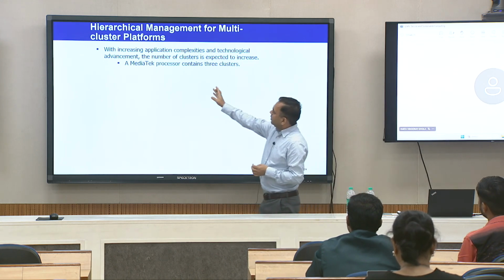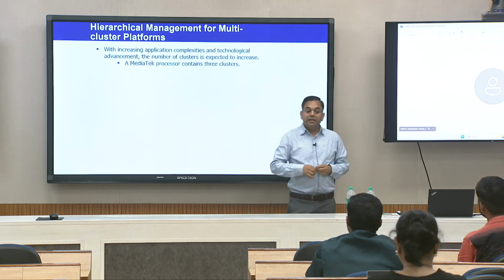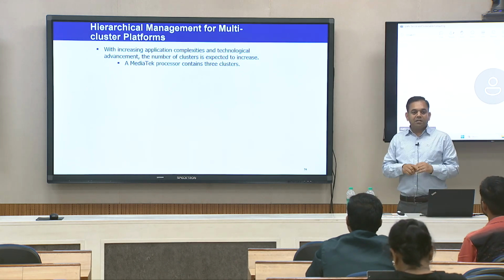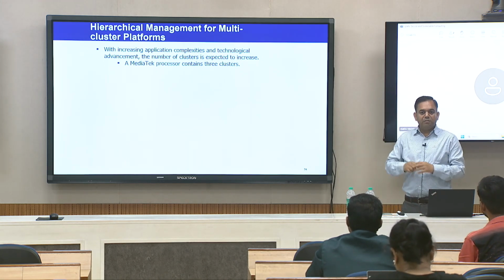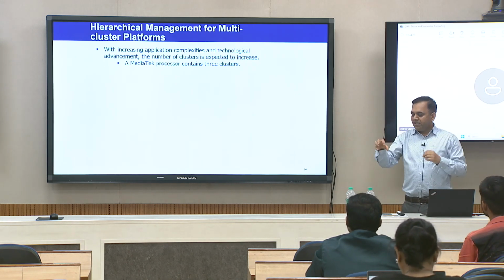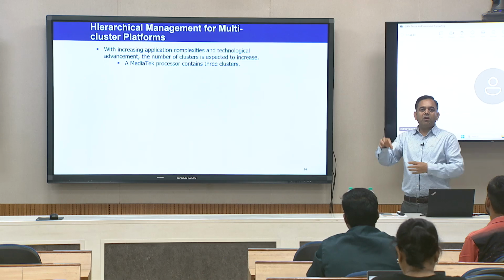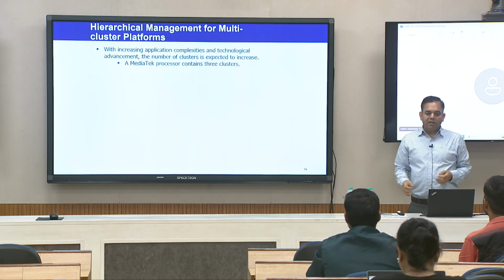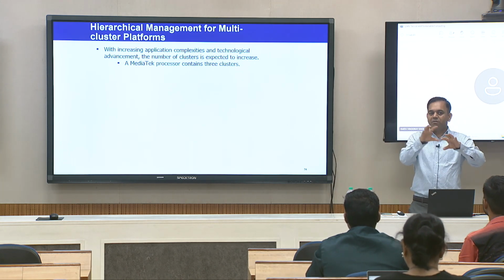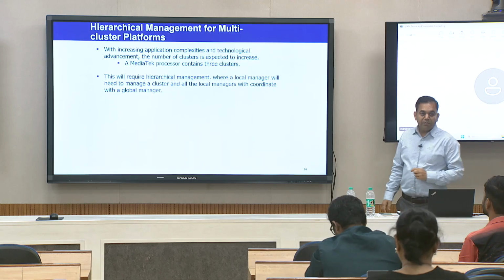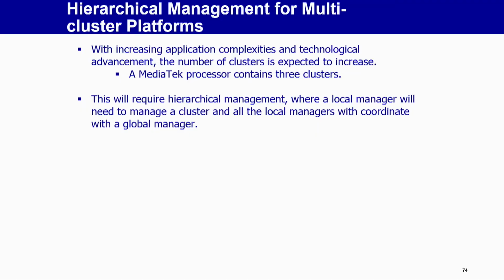Similarly, MediaTek processors also have three clusters. So multi-cluster architectures are coming into the picture. Similarly for chiplets, the chiplet 1, chiplet 2. One chiplet can be one processing element, or one chiplet can itself be a multi-core chip. Each of the chiplets is a cluster. So these kinds of things are going to come into the picture, and they will require some kind of hierarchical management.